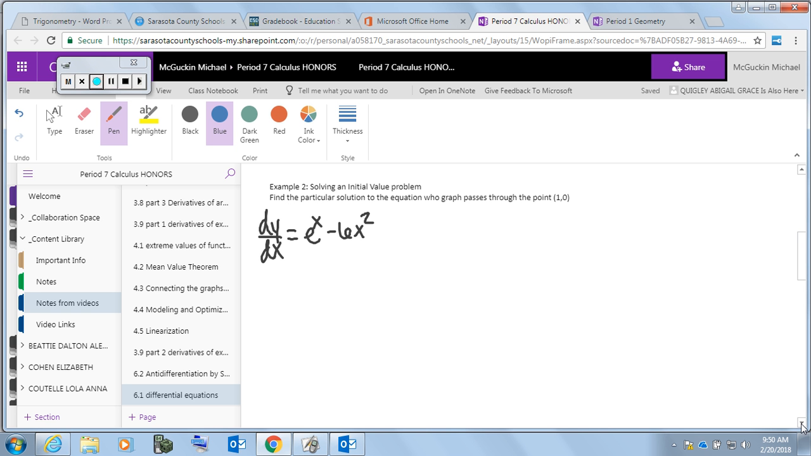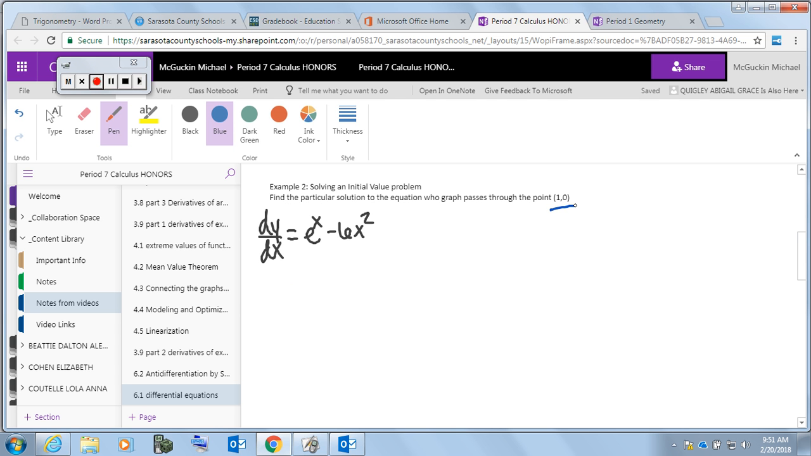The last example that we were looking into, the direction said find all the functions, all the possible c's, basically, right? And now in this one, we want to find the particular solution because they give us that little bit of additional information that is in there with the point (1, 0). So let's first off start by finding the general solution to the problem. The general solution is just the antiderivative here.